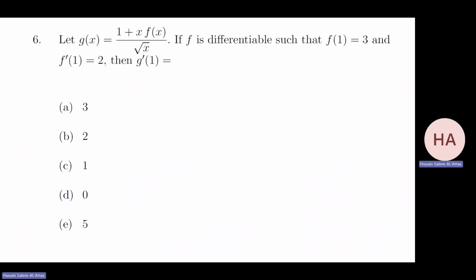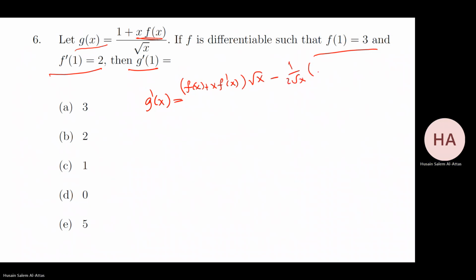Let g of x equal this. If it's differentiable, f of 1 equals 3, and f prime of 1 equals 2, I need g prime. Just differentiate this. I have the quotient rule, so it will be g prime, derivative of the numerator. I have the product rule also here. Derivative of 1 is 0, so I have f of x plus x f prime of x. This is the derivative of the numerator times the denominator, minus the derivative of the denominator, which is 1 over 2 root x, times the numerator, all over the denominator squared.